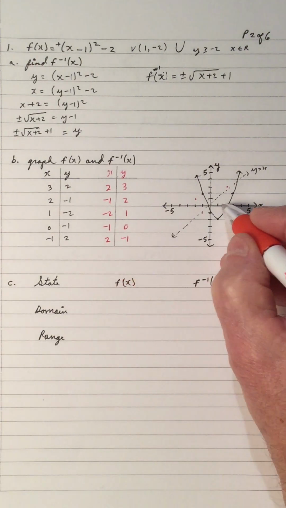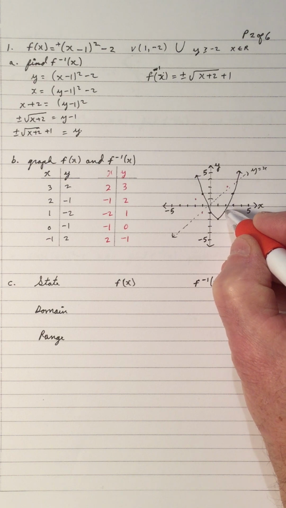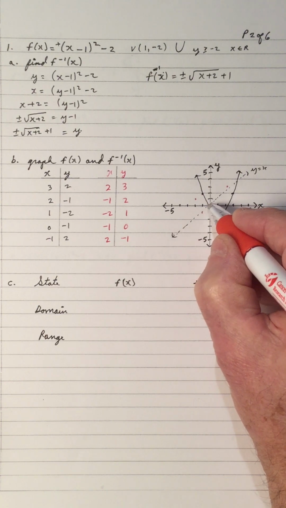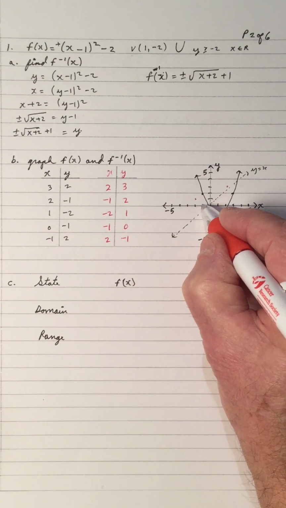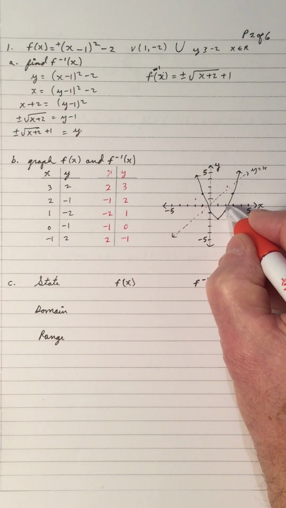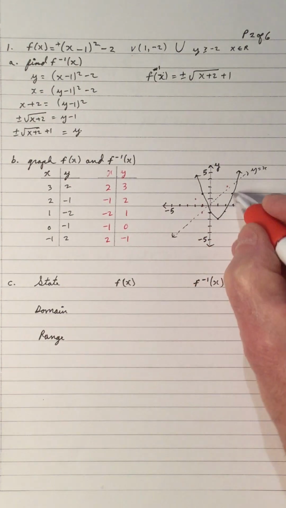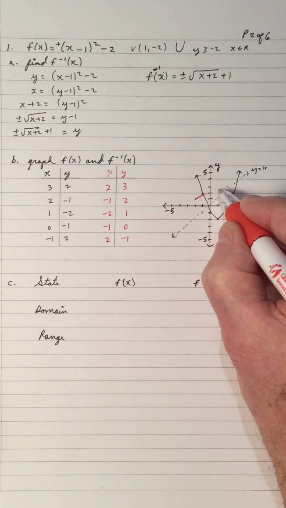2 gives me negative 1. Make sure. Did I say negative 1 gives me a 0 and I put it right there? No, there it is right there. And 2 gives me negative 1. I thought it was off a bit when I put it there. So red is the inverse.